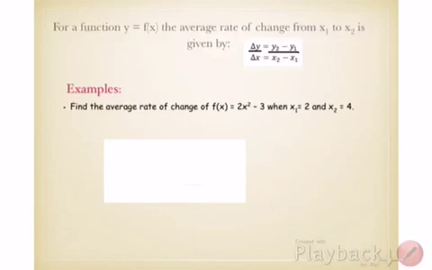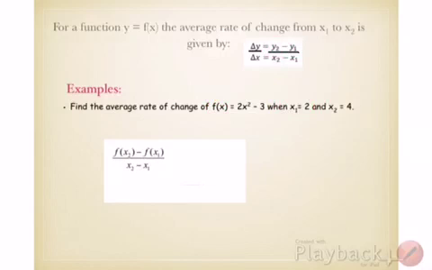So for this one here, find the average rate of change for this function, and I know that my two x values are 2 and 4. I'm trying to plug them into this formula, but I'm missing my y's. In order to work out my y's, I plug my x values into the function and that'll give me my y's. So it's f of x2 take away f of x1 on top, all over x2 take away x1.